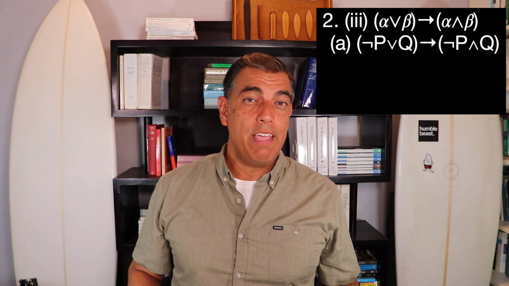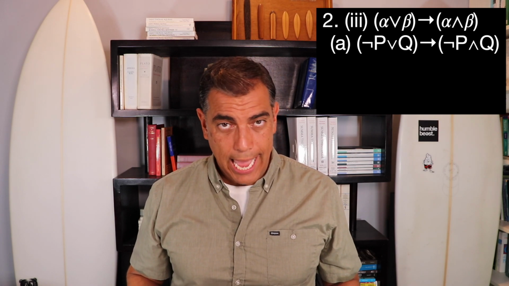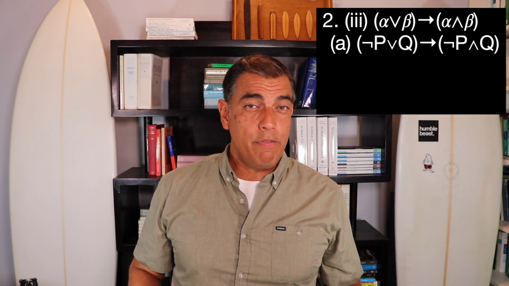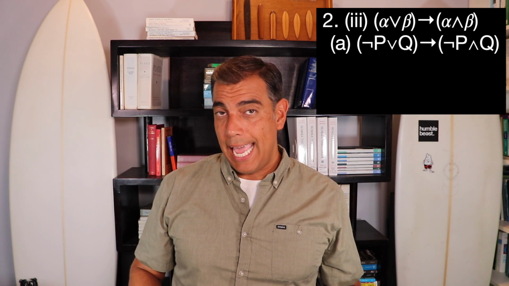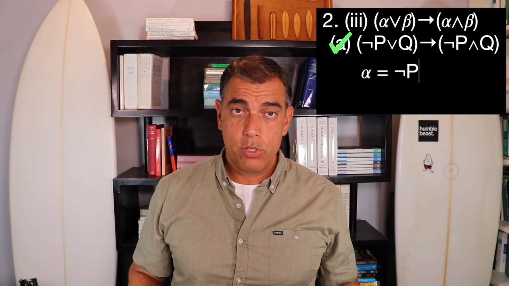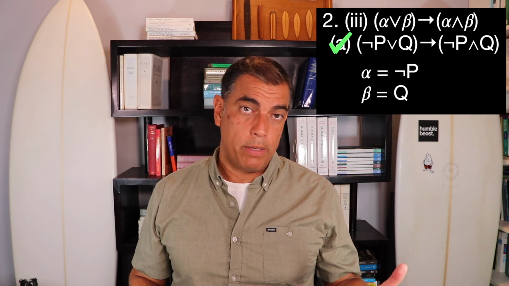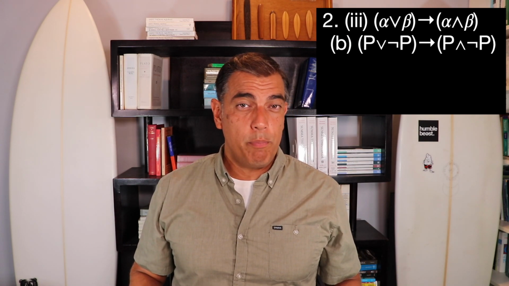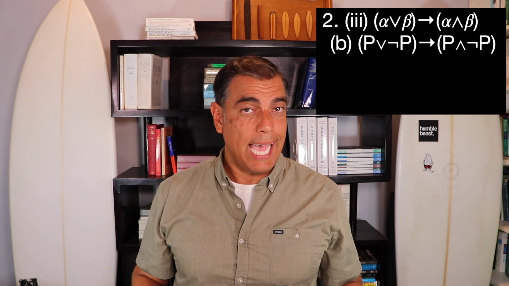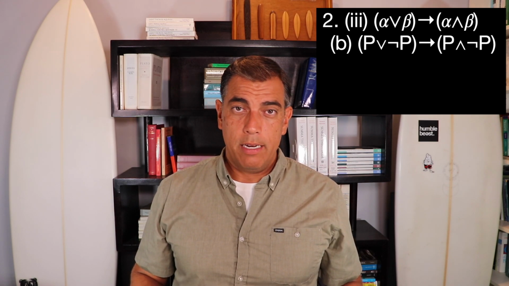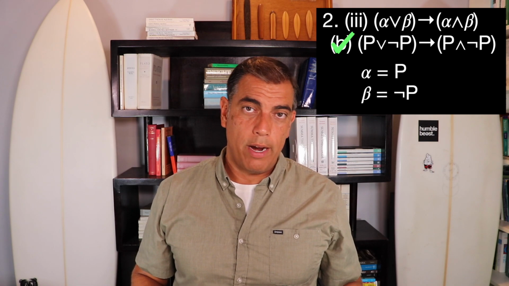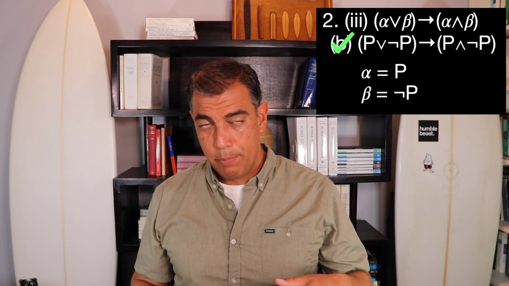Problem number 3, "if alpha or beta, then alpha and beta." And our first possibility here, "if not P or Q, then not P and Q." And this is an instance where not P is replacing alpha and Q is replacing beta. Then we have "if P or not P, then P and not P." And this also is an instance where P is replacing alpha and not P is replacing beta.